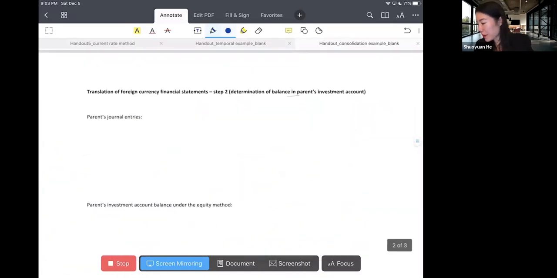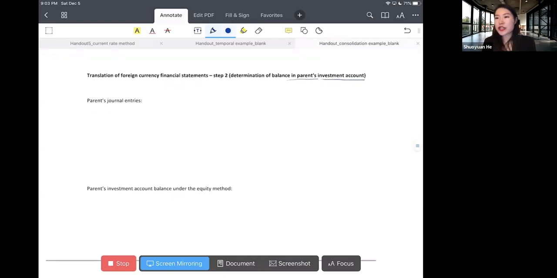And then determine the balance of the firm's investment account. So what's the journal entry? Now in this situation, the firm is using the equity method and current rate method. So we need to make some journal entries. In order to figure out the firm's journal entry, the firm needs to make a journal entry in the year 2014 and then in the year 2015.